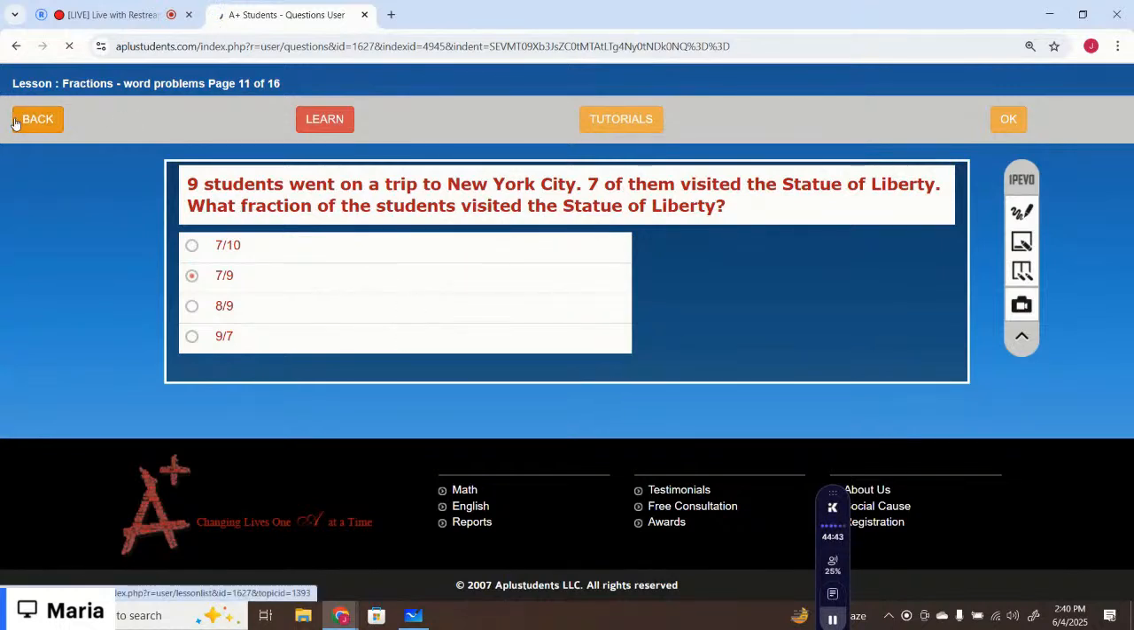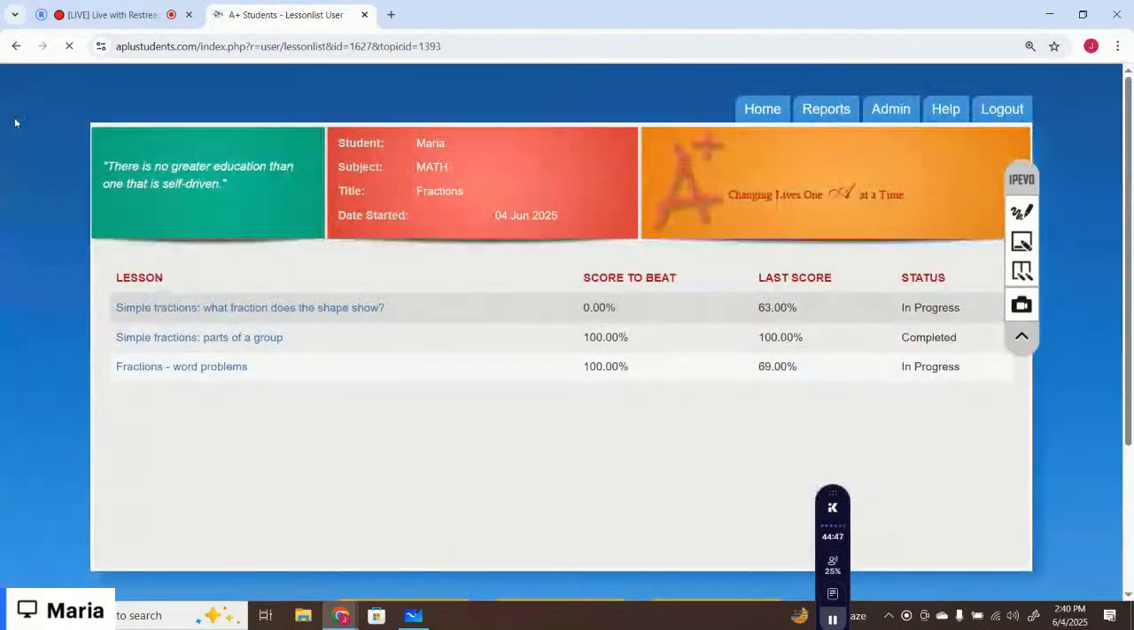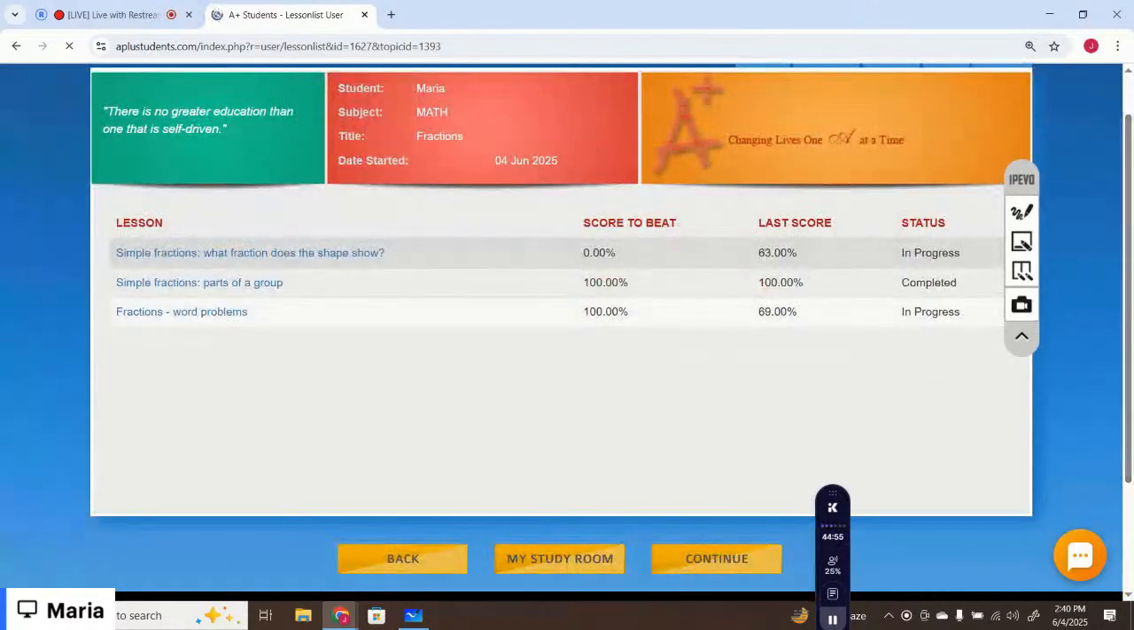Okay, we are done with the lesson. So we were working on grade 1 math. The chapter we were working on is fractions. The lessons we covered today are simple fractions, what fraction does the shape show, simple fractions part of a group, and fractions word problems.